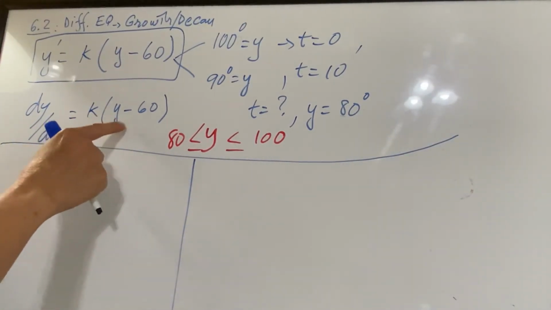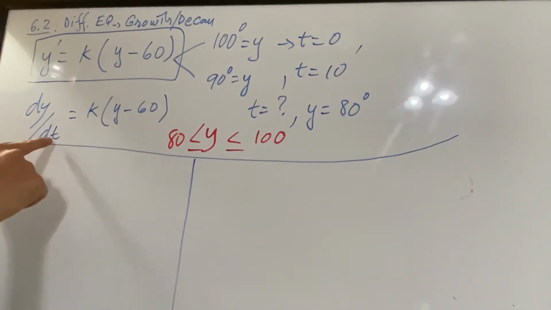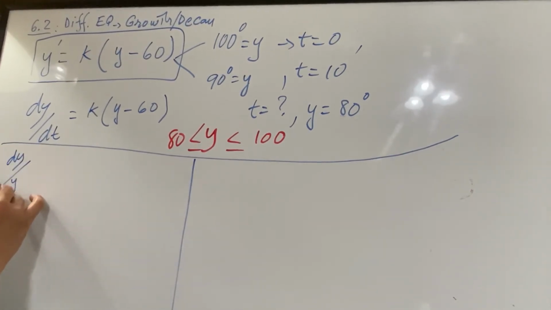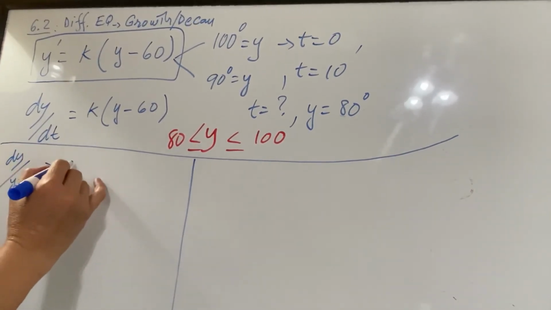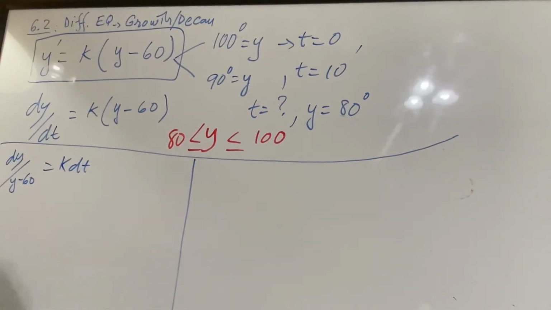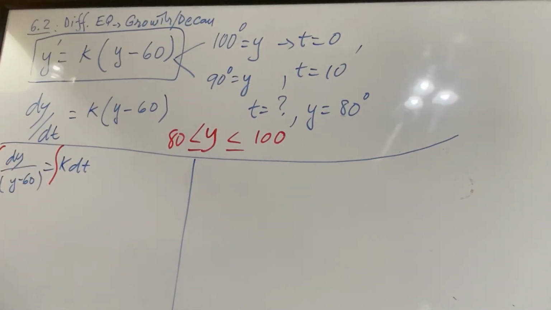Look, I'm going to separate my variables. The y will go with the y and dt will go with k. So this one now has what? dy over y minus 60 equals what? k dt. There we go. You see it, guys? Okay, all right. Now, can I solve for y? Yeah. I am going to just what? To get rid of the derivative, what do we do? Antiderivative. There we go. Antiderivative.